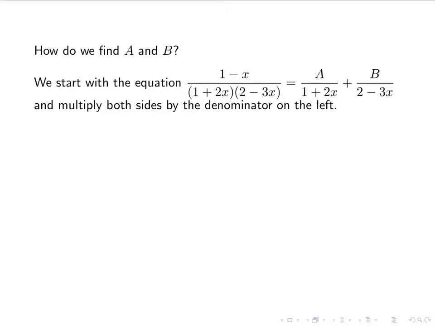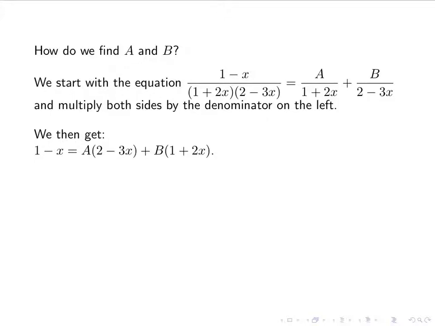So we start by writing out the equation. We have our original rational polynomial, and it equals our sum of our two new terms. Again, a over the first denominator's factor plus b over the second factor. Then what we do is we multiply both sides by the denominator on the left. So what we're going to do is we're going to clear out the fractions, something that you did in an earlier math class.